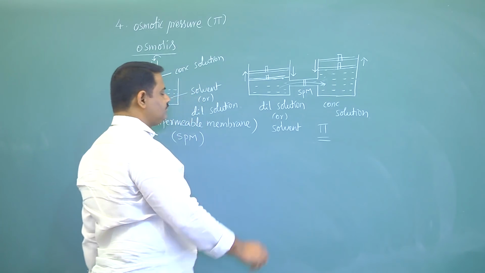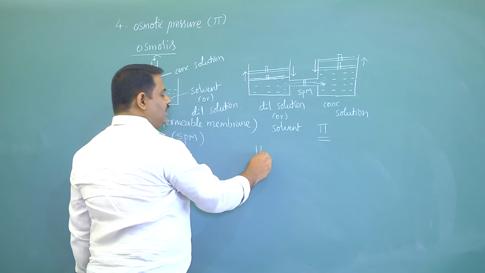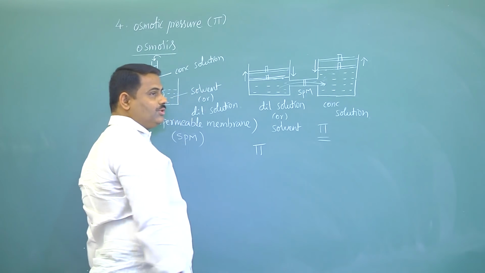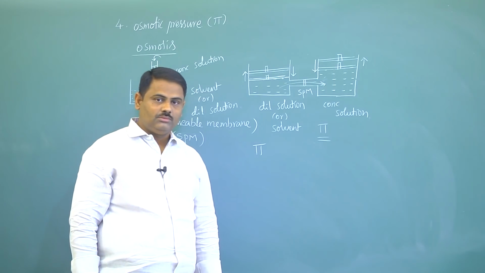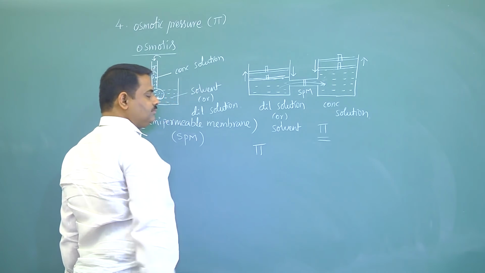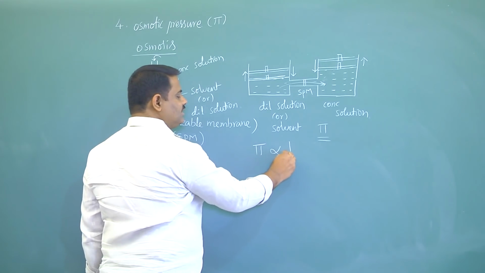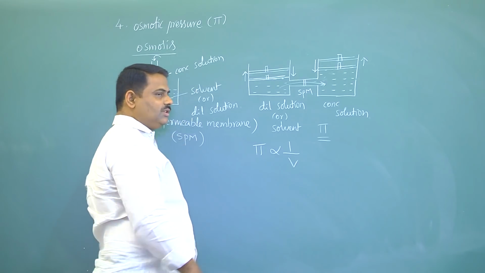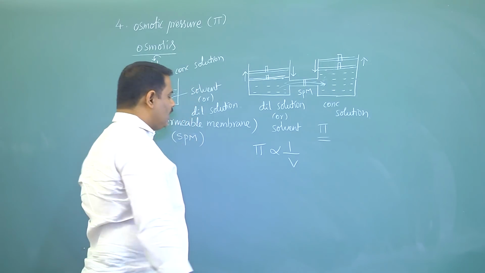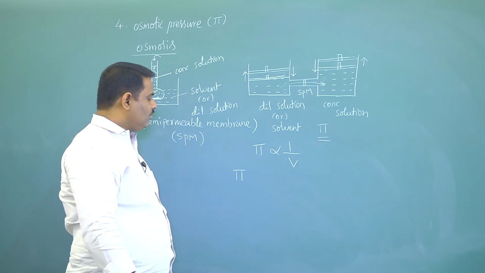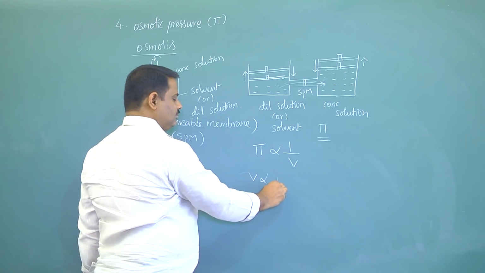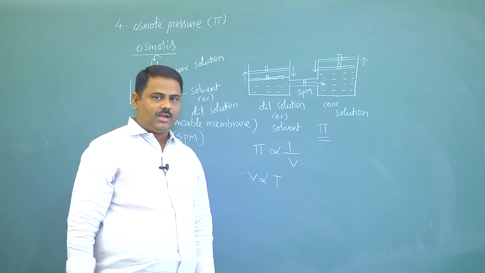We know that according to Boyle's law, pressure is inversely proportional to volume. So here instead of pressure we are taking osmotic pressure. Here osmotic pressure is inversely proportional to volume of the solution at constant temperature. According to Charles' law, volume is directly proportional to temperature at constant pressure.